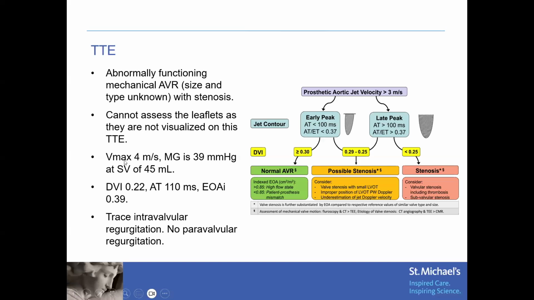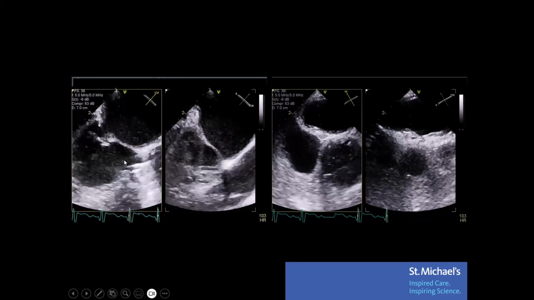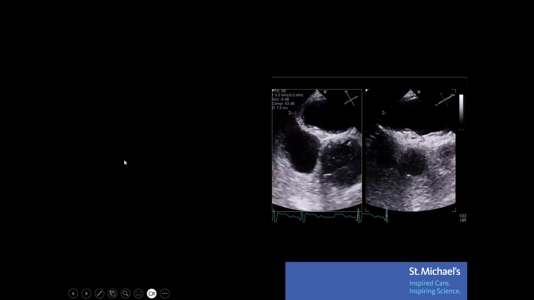Because the leaflets were not visualized very well on transthoracic echo, the patient went on to have a TEE, where my mouse is sort of just wondering where that. It's kind of right where I want to point.